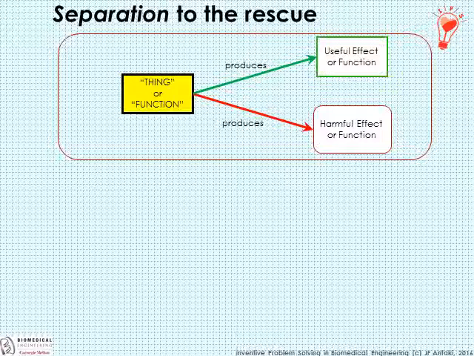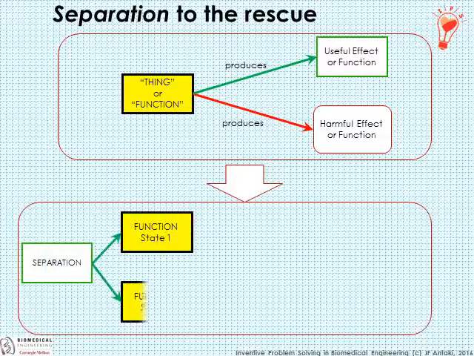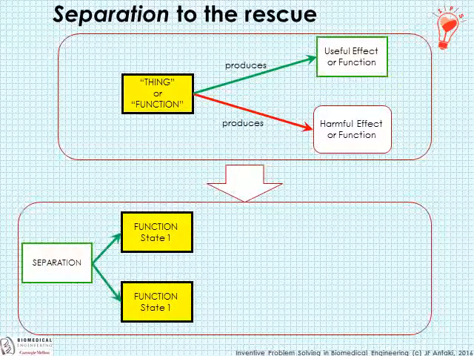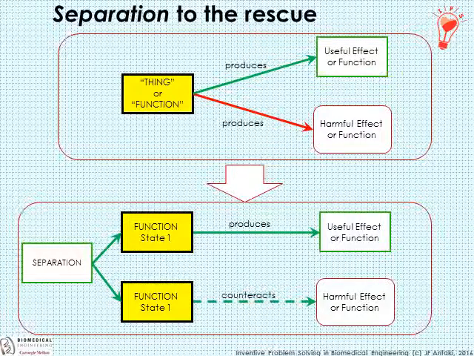So let's say we have a thing or a function that produces a good thing, but also produces a bad thing. So therein lies the contradiction. What separation says is that we take that thing or function and break it into two sub-functions or two states of that function, wherein one function produces the useful effect and the other function counteracts the harmful effect.